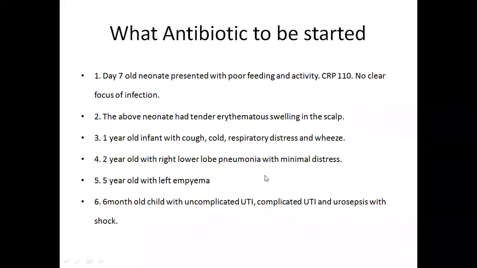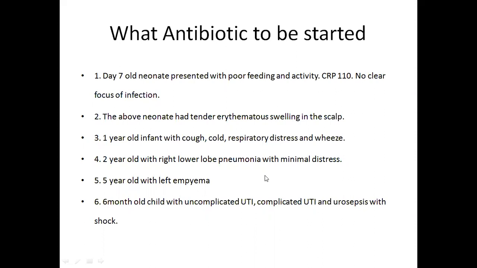Minimal distress, not needing oxygen. So what do you want to give? I'll go with Piptaz, please. Piptaz. Okay. Amoxicillin. Exactly. So that's why I'm telling you need to see the clinical severity as well. If the child is with minimal distress, you can even send this child on an oral antibiotic. If his feeding is okay and he's fine, not needing oxygen, then with minimal distress my choice is oral antibiotic, amoxicillin. If the child needs admission, then also I can go for IV augmentin and I'll see the response.